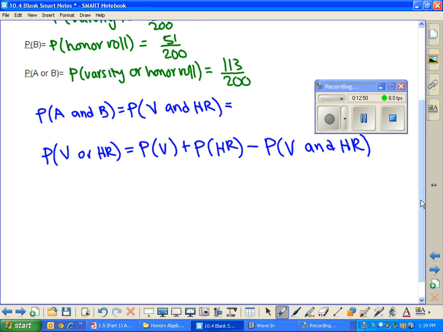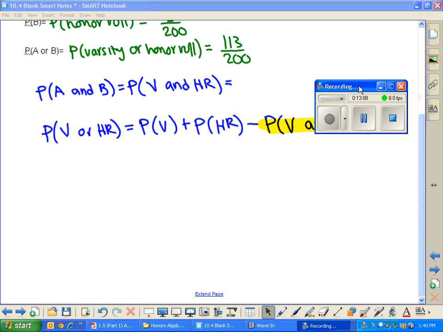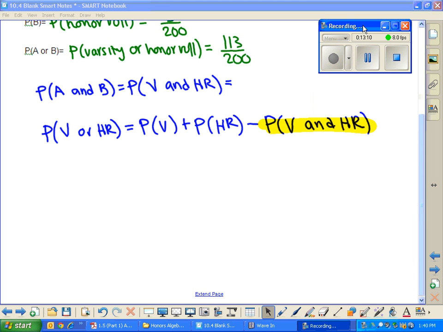And what Alec was saying is we need to subtract this over to the other side, because we are trying to find the probability of randomly selecting a varsity athlete and an honor roll student. So we need to set this equal to something. So take a moment to solve for that.